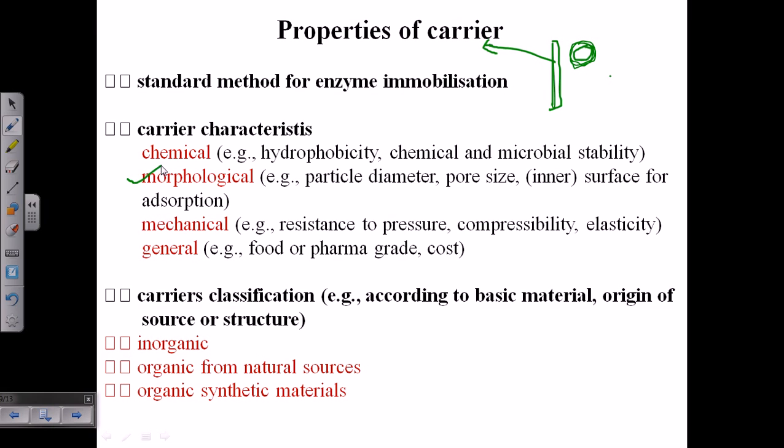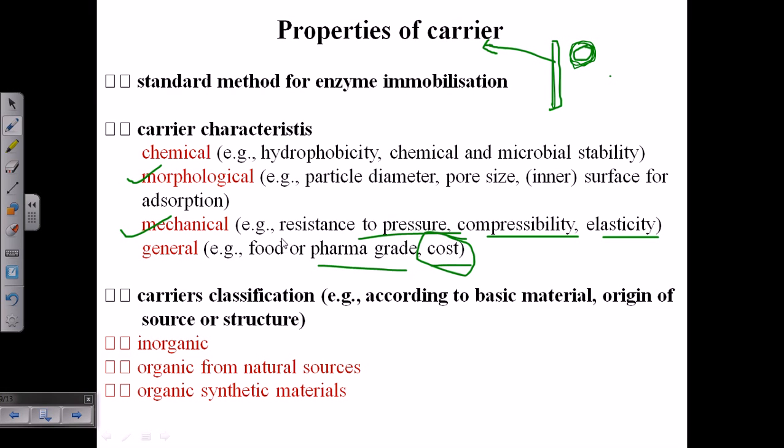So we need to know the morphological feature. We need to know the mechanical feature because this is going to tell us whether we can use this carrier for what kind of immobilization procedure. Is it adsorption or ionic or whatever? Okay, now resistance to pressure, compressibility and elasticity are also very important. Again we need general information like food or pharma grade and cost, because in an industrial perspective cost is a very important thing to be considered.